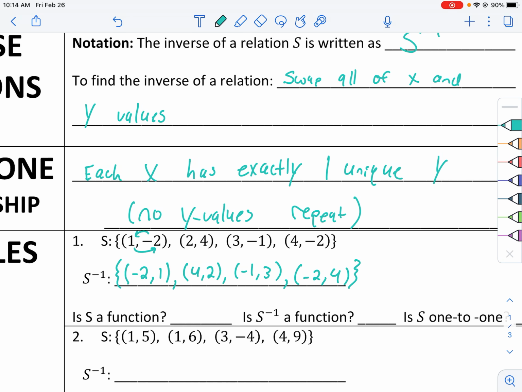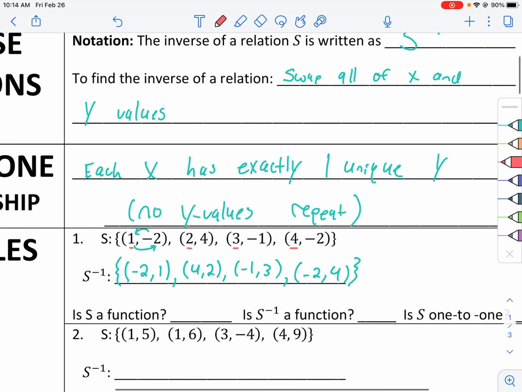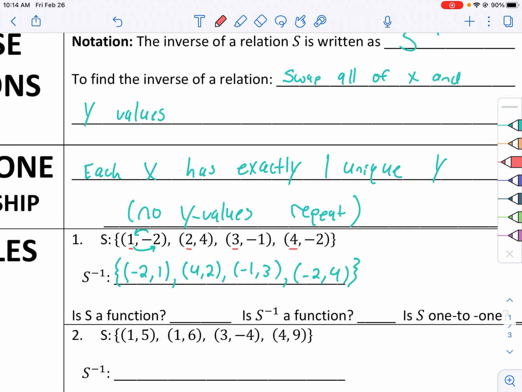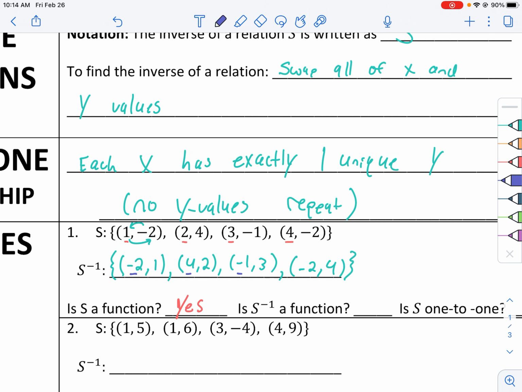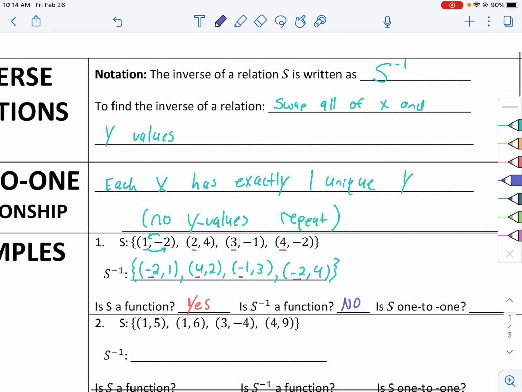Is S a function? Well, to determine if something is a function, we just look at the x's. Do any of the x's in S repeat themselves? We have 1, 2, 3, 4. So none of them repeat, so S is a function, yes. Is S to the negative 1 a function? So let's look at this. Do any of the x values repeat themselves in S inverse? In this case, it looks like it does, right? Negative 2 shows up twice, so the inverse of S is not a function.